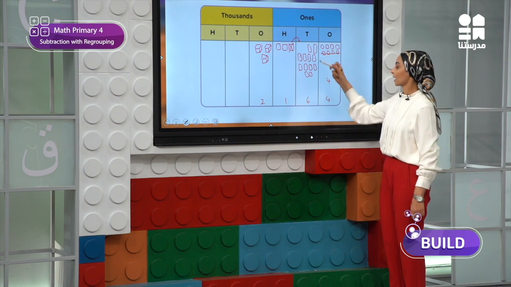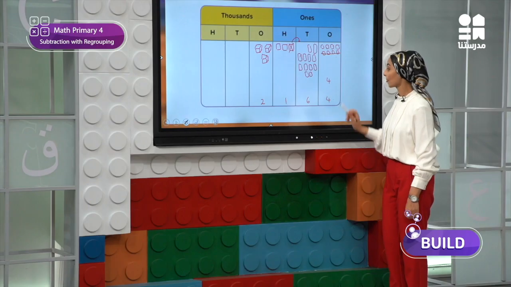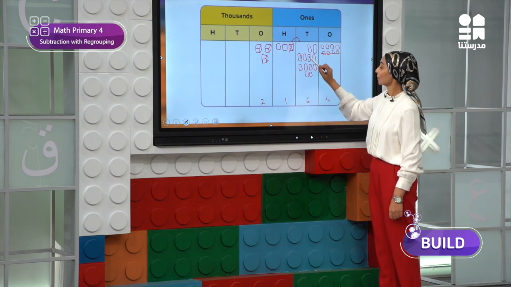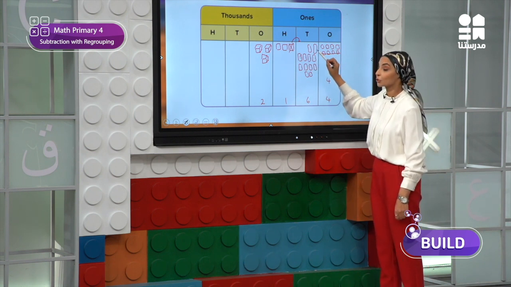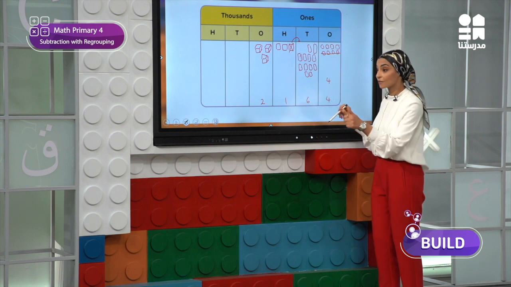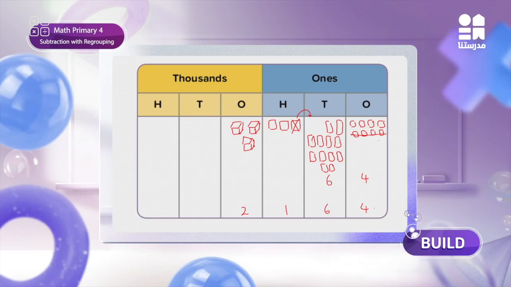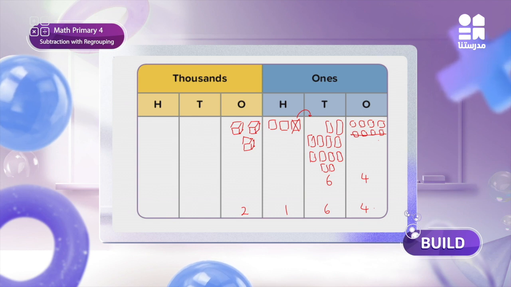Then, can I make 10 minus 6? Yes, 10 minus 6 gives me what? Sorry, this is 10 plus 2. So 12 minus 6 gives me 6. Okay, so here I have 6 in the tens place. So 4 in the ones place, 6 in the tens place.